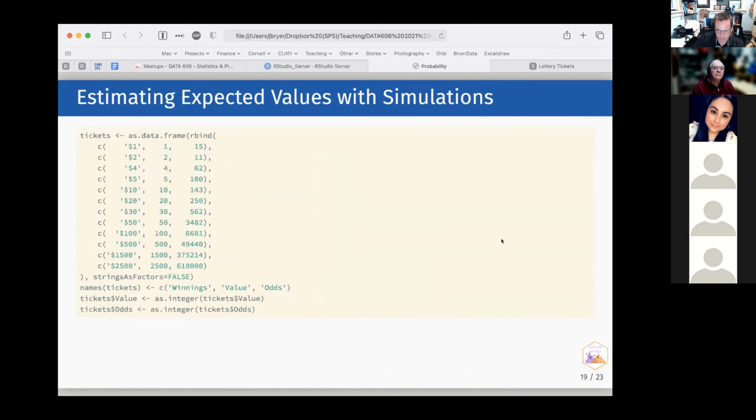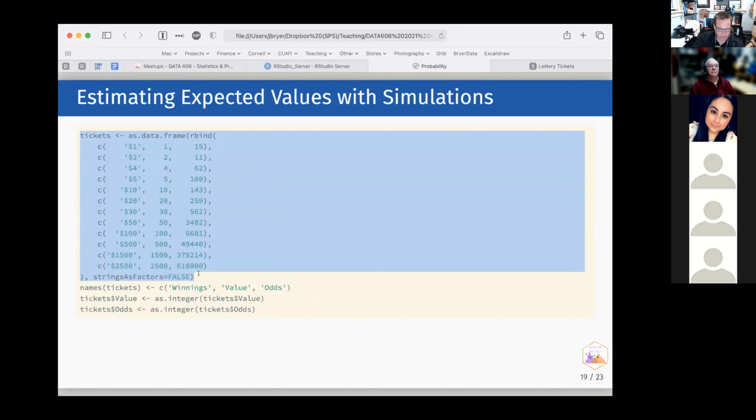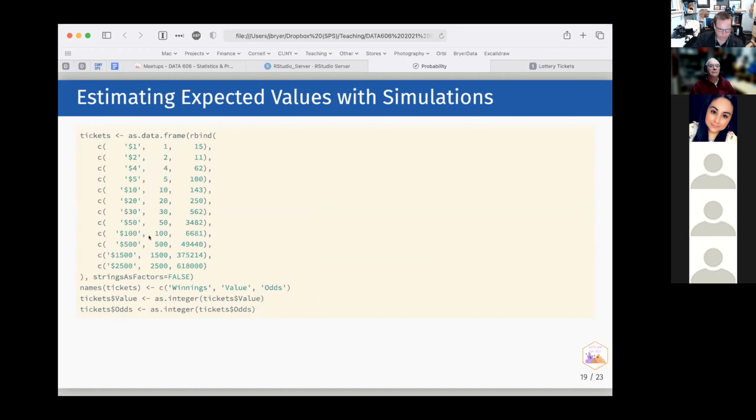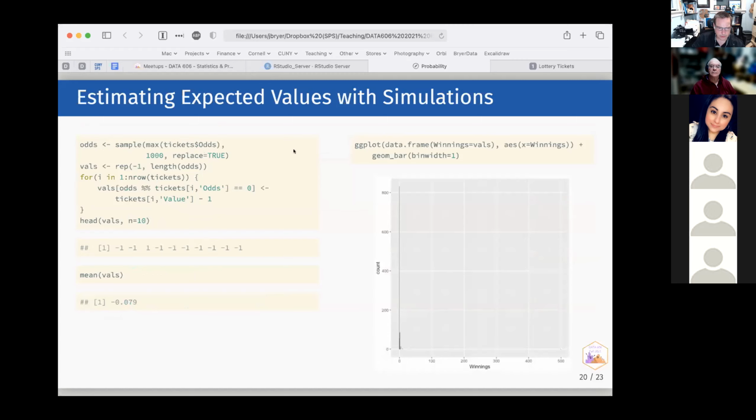But we could do it through a simulation. For those who are learning R, this might be a neat little example. Here I'm just creating a data frame with the tickets. I just rename them, and I had to make sure that they came in as integers, so I just converted them to integers.